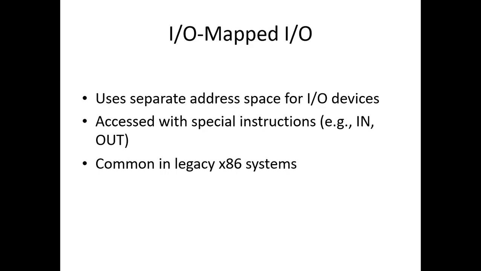So IO mapped IO separates device communication from memory. The CPU uses special instructions like the in and out instructions. Think of it like a separate phone line for calling devices. There's a clean separation, but it needs a specific command. So it's more common in older systems like the x86 PCs.